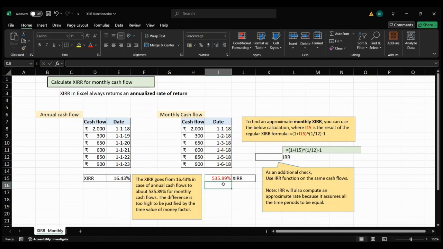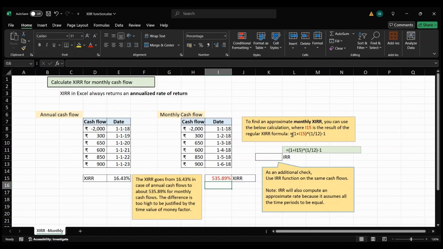So here we got 535.89 percentage. The XIRR goes from 16.43 in the case of annual cash flow to about 535.89 for the monthly cash flow here. The difference is too high to be justified by the time value of money factor.